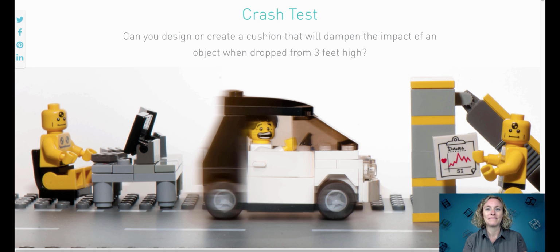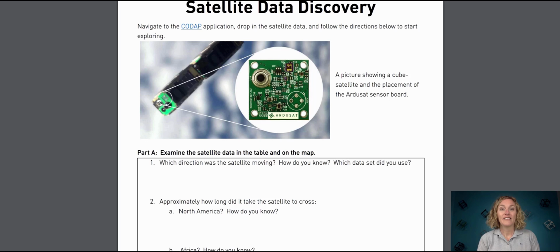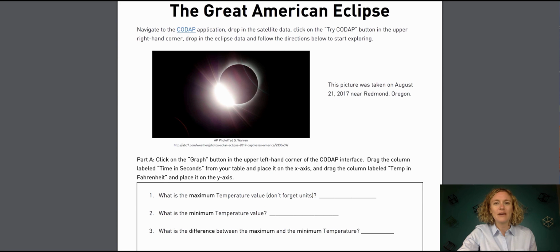cushion was effective. Satellite Data Analysis with CODAP is an experiment that uses pre-collected data that has been taken from our sensor board in space and has the students analyzing the data to draw conclusions. There is a worksheet that is included with this experiment to help guide the students through the data analysis. The Great American Eclipse has the students using data taken during the 2017 eclipse and an application called CODAP to interpret the data. There is a worksheet included to help the students organize their thoughts and draw conclusions from the data. That gives you a brief introduction to our 5th grade Physical Science and Math unit.